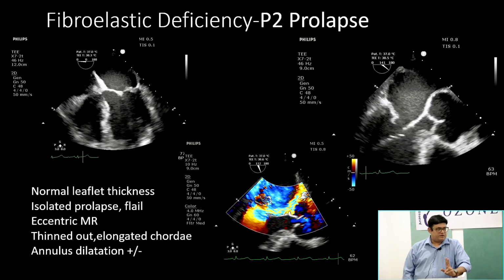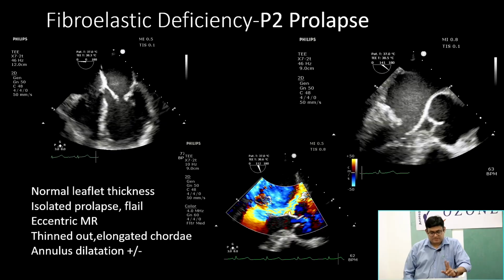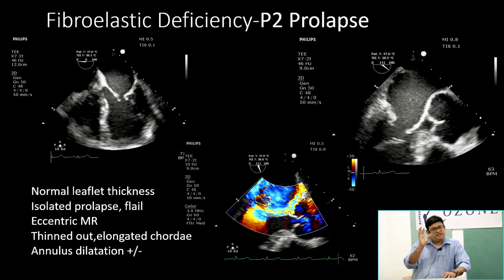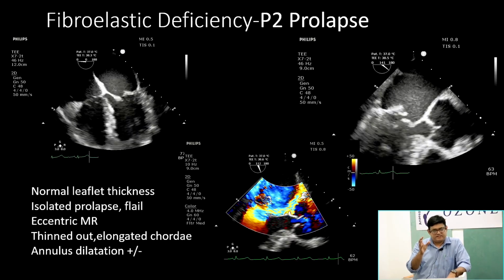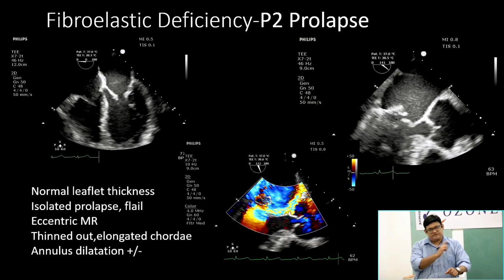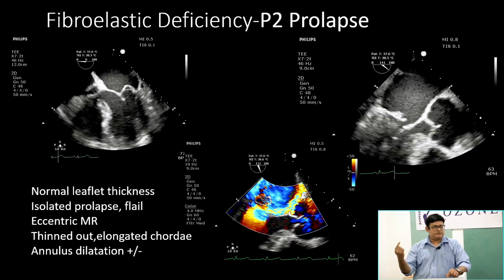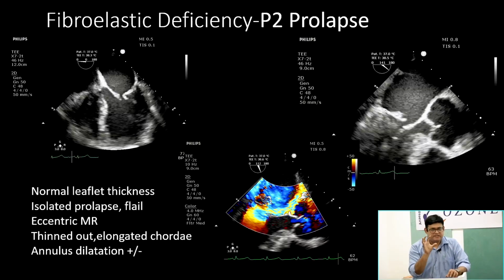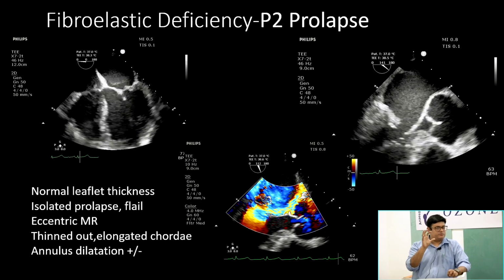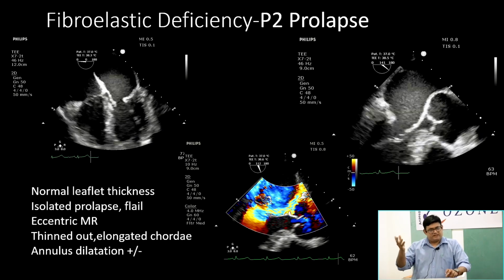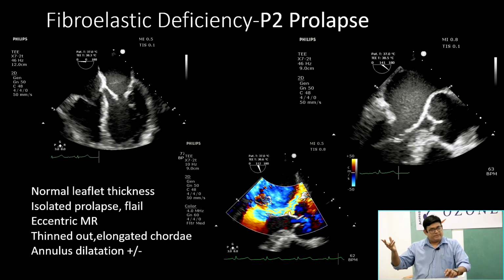Two things again very common: fibroelastic deficiency. So what is it? It is basically a degenerative mitral valve disease which is characterized by deficient fibroelastic tissue in the posterior annulus, especially in the P2 region. That is why the P2 prolapse is very common, and the next common prolapse is your P3.